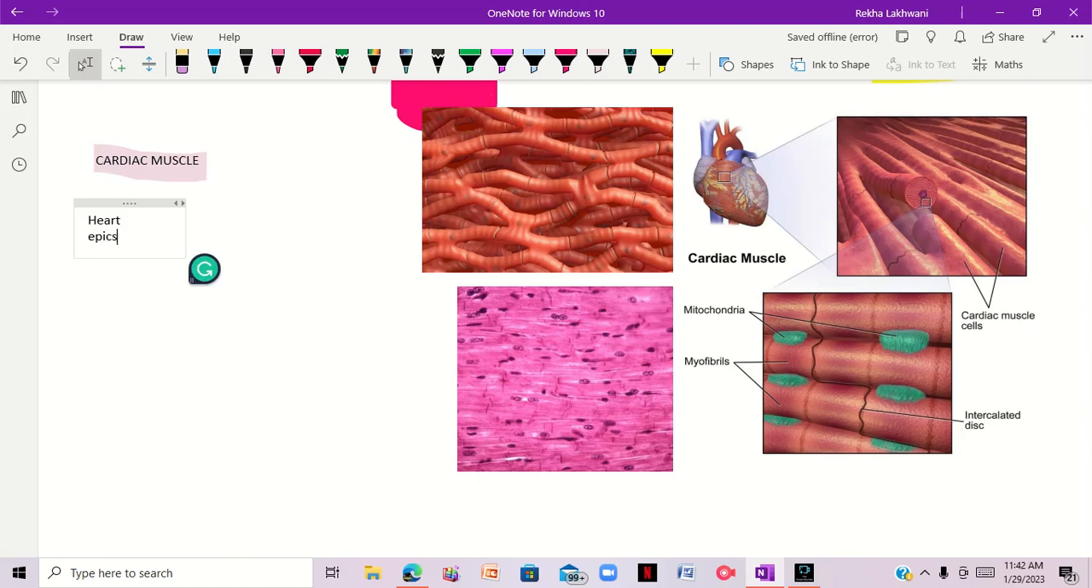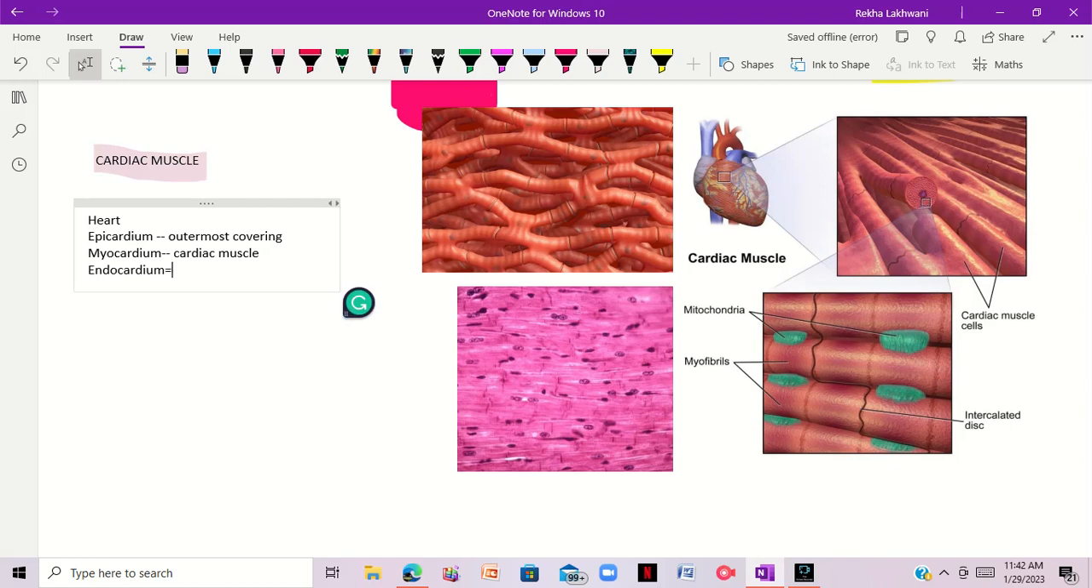First is the epicardium, which is the outermost covering. And then we have the myocardium, basically, which is made up of these cardiac muscles. Then we have the endocardium.